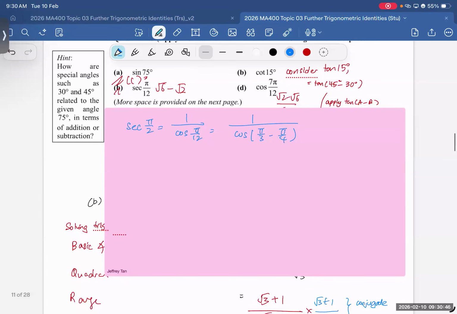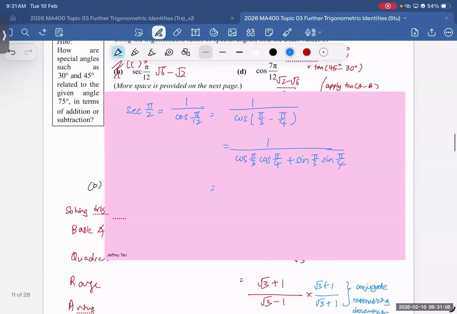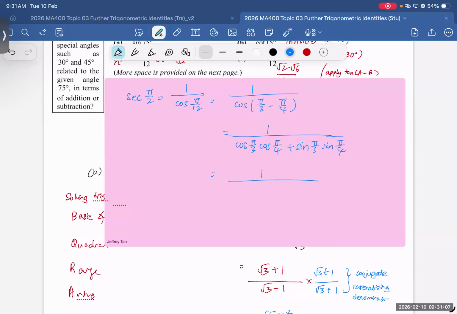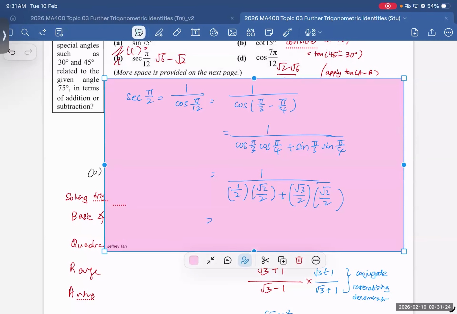Okay, so now from here, 1 over, this is cos A cos B plus sine A sine B. Clear so far? So what is this equal to? 1 over, what is cosine pi over 3? 1/2. What's cosine pi over 4? Square root 2 over 2. What is sine pi over 3? Square root 3 over 2. What is sine pi over 4? Square root 2 over 2. So nice, everybody got a denominator of 2.